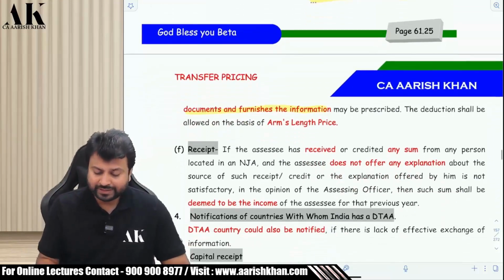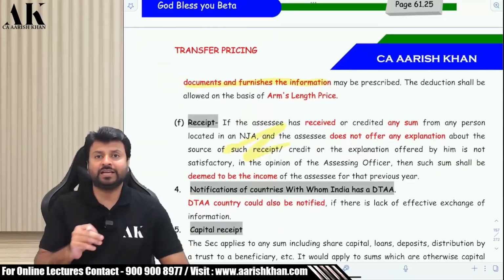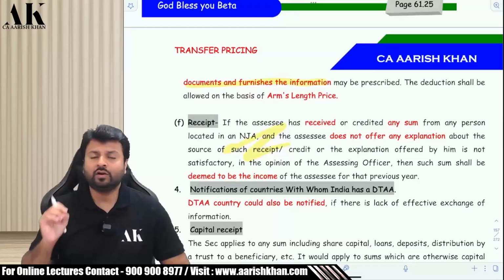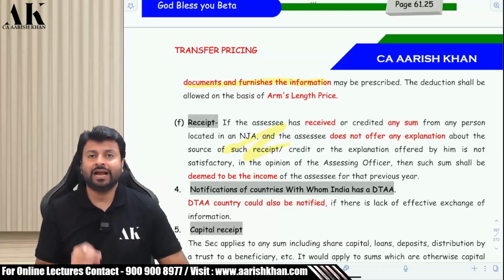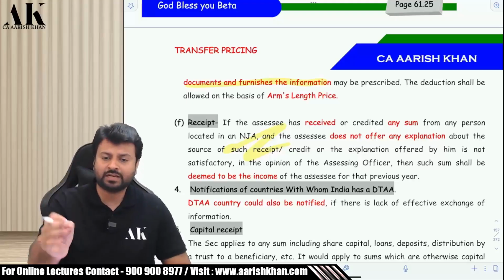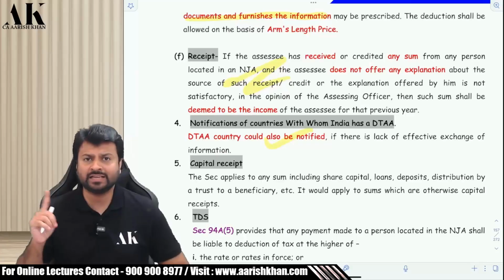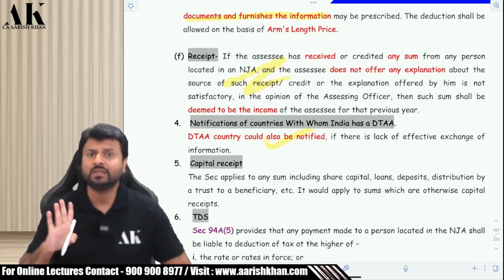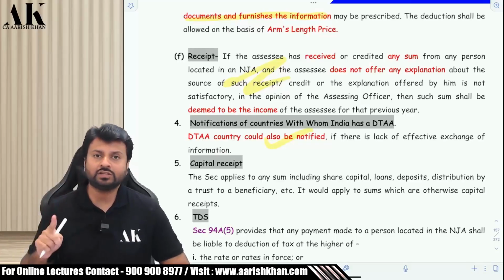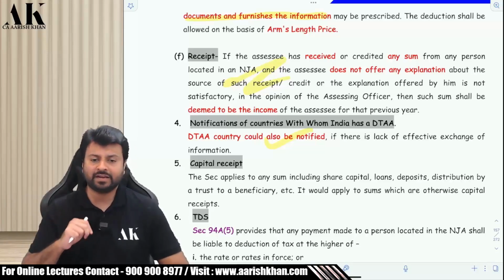Next, if you are getting any money from NJA, that money should be explained with a proper source. If you are not able to explain the source of that money, and if the explanation is not satisfactory in the eyes of the assessing officer, it is deemed to be income once again. Can India declare a country as an NJA with which India has DTAA? Yes, India can also declare a country as NJA with which India has DTAA. The condition is not DTAA. The condition is there is no effective exchange of information by that country with India. Then NJA can be declared.